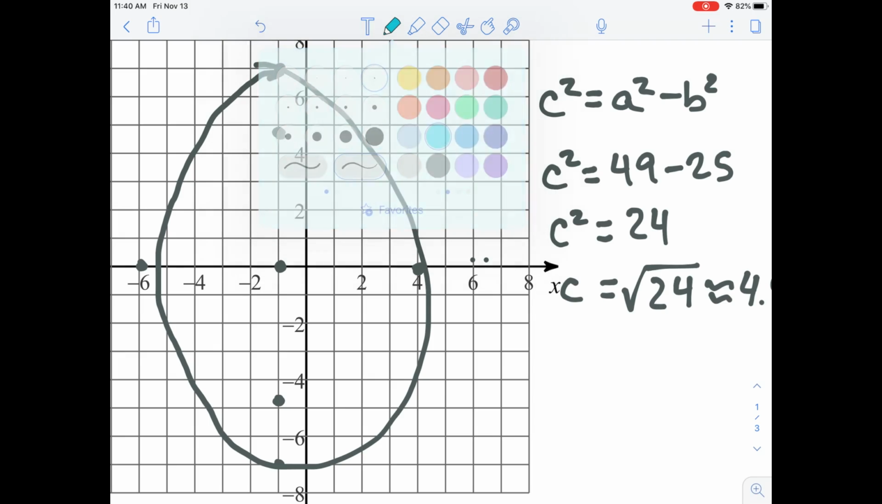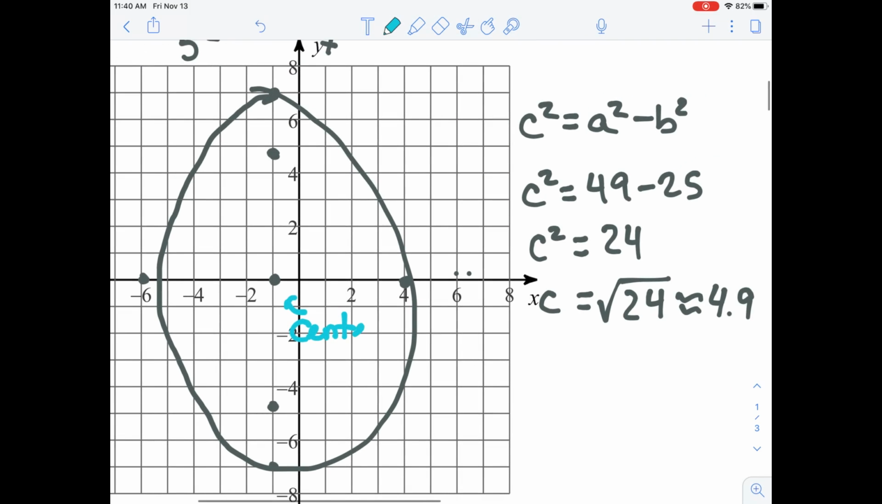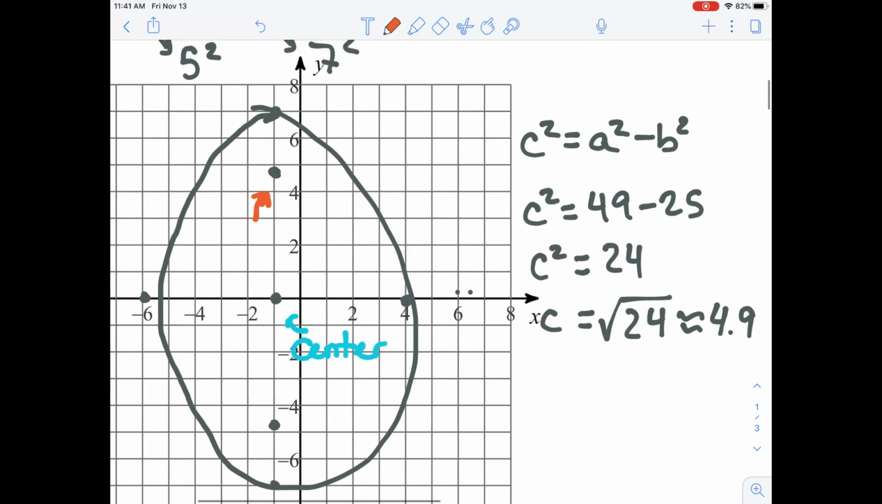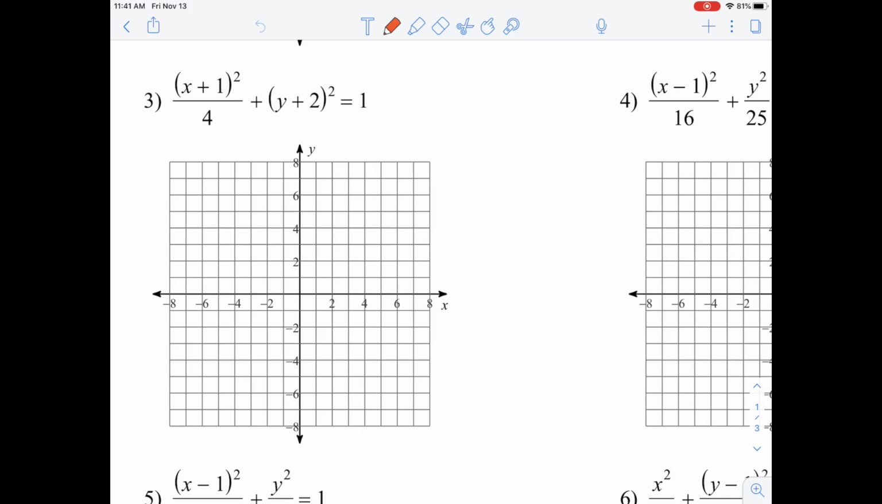We have our center, we've got a focus, and remember the difference between our co-vertices and vertices. Co-vertices are at the end of the major axis, vertices are at the end of the minor axis.